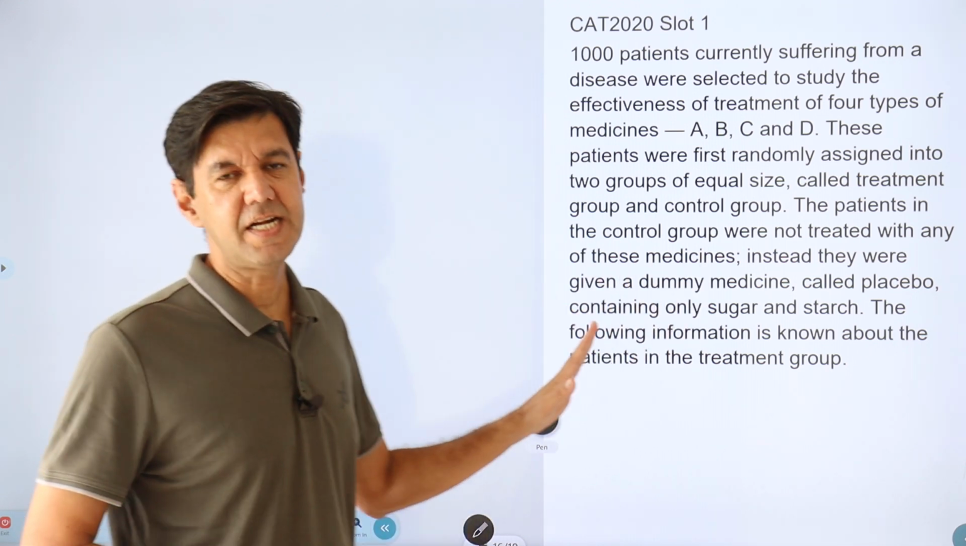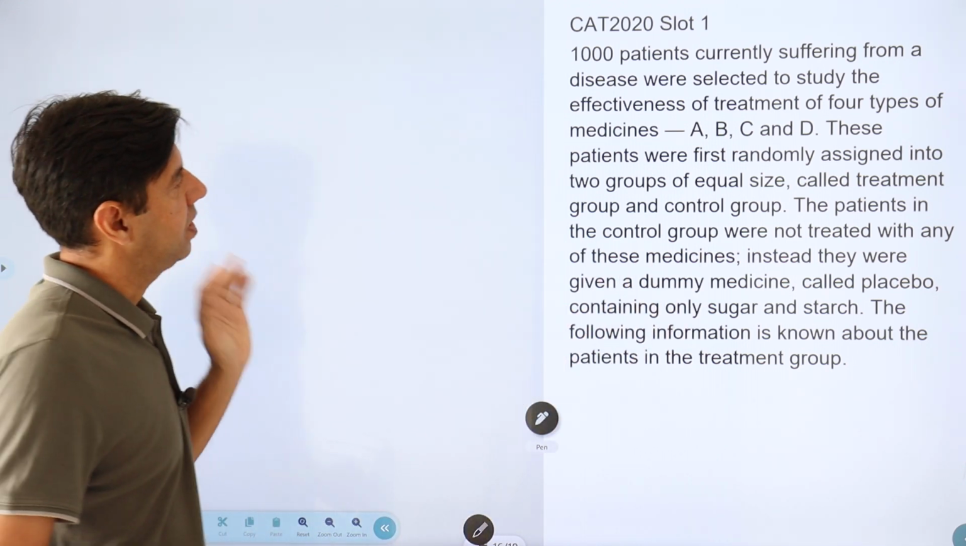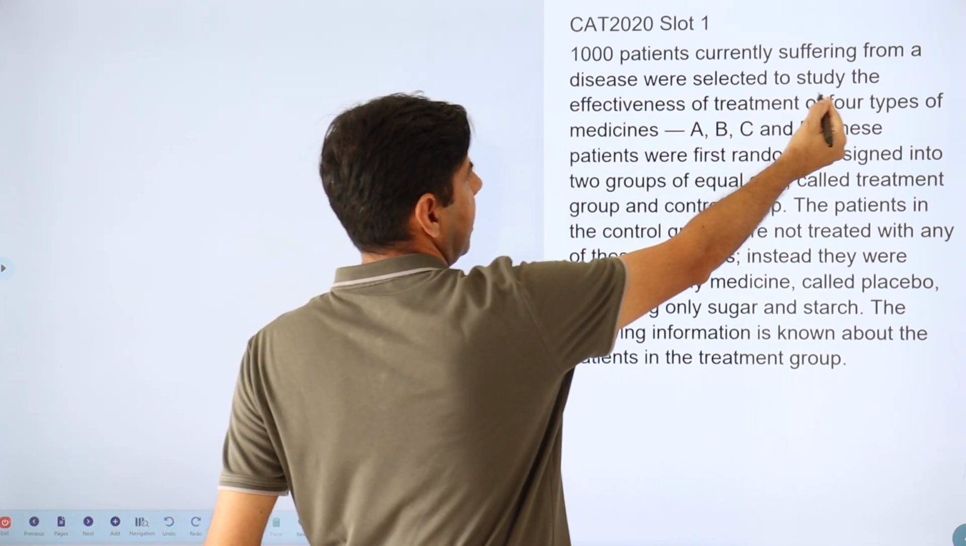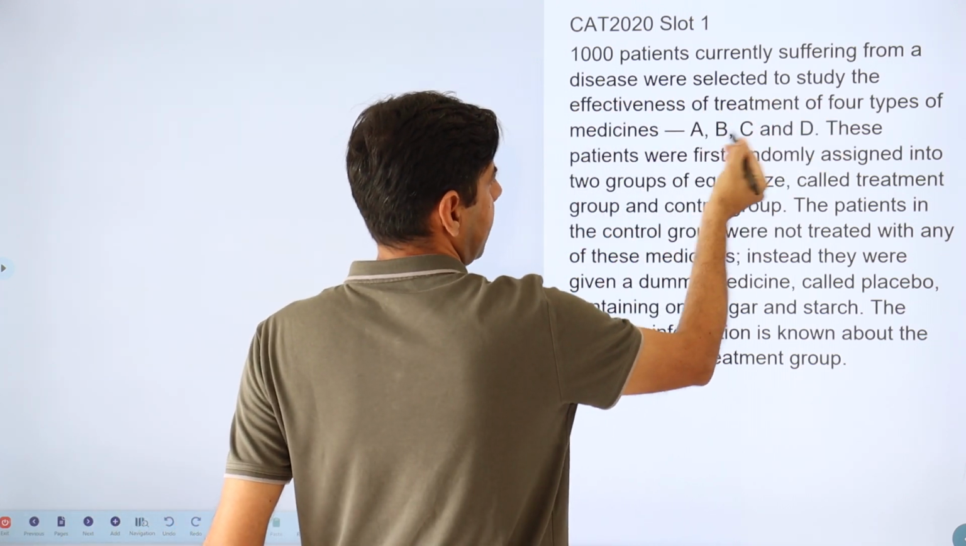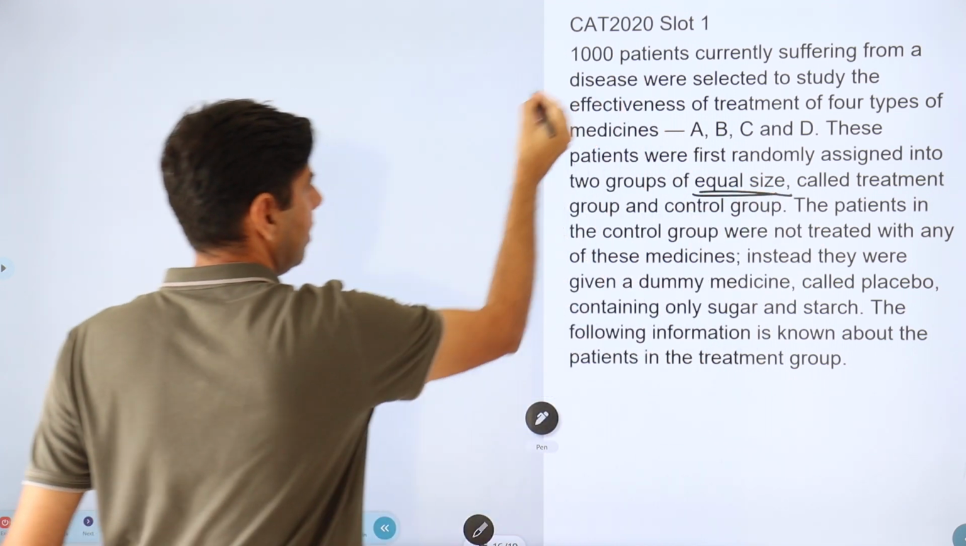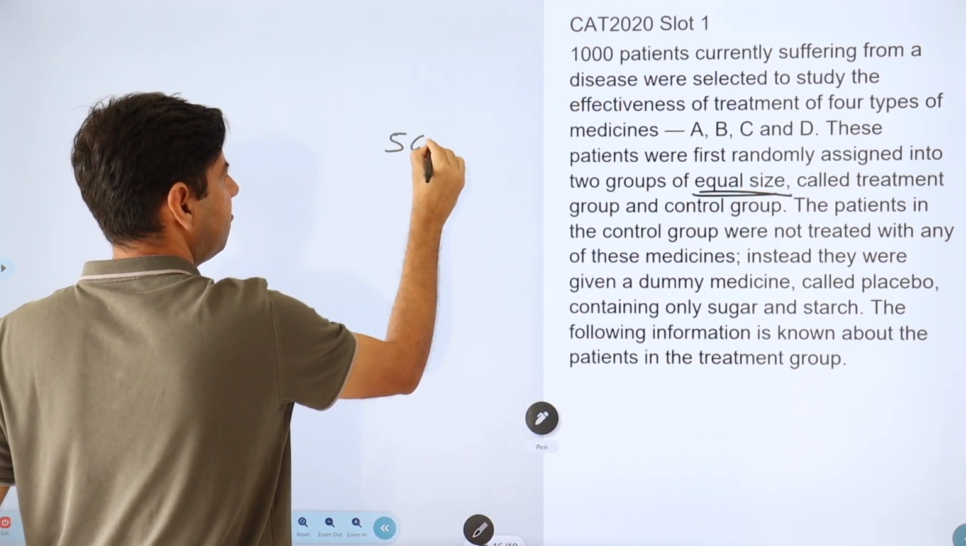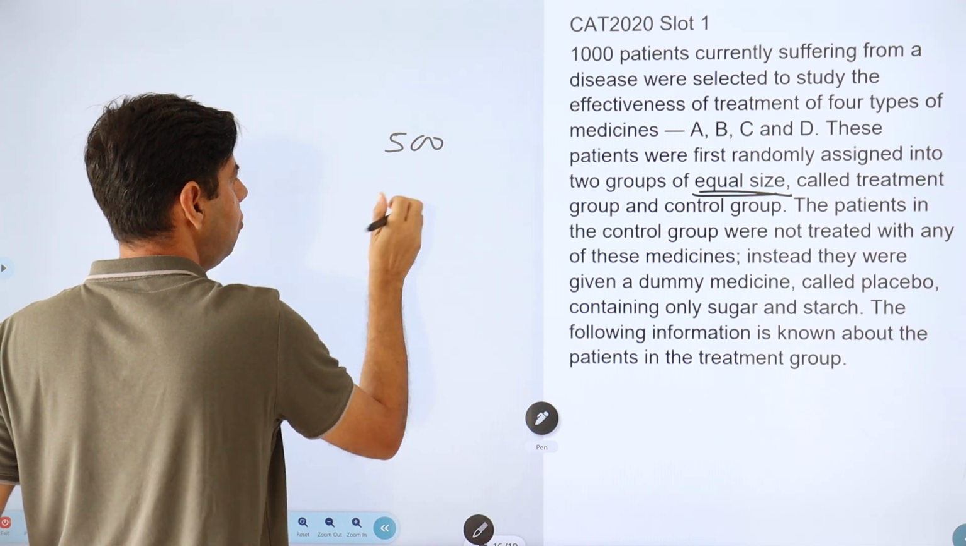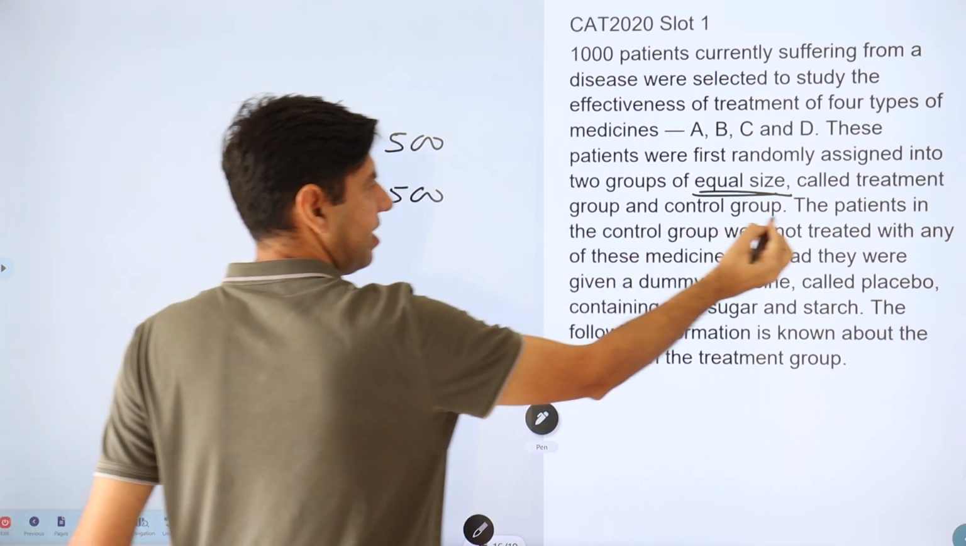A pretty easy set on 4 Venns. 1000 patients were selected to study 4 types of medicines. Patients were divided into 2 groups of equal size. So you'll break the 1000 into 500 and 500.